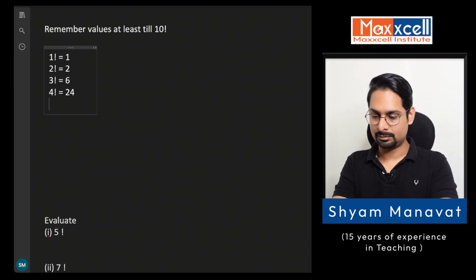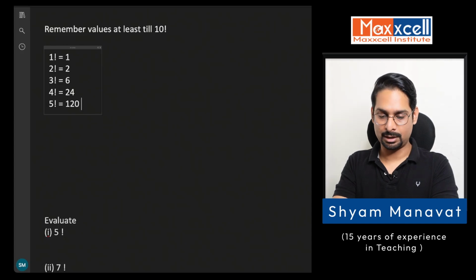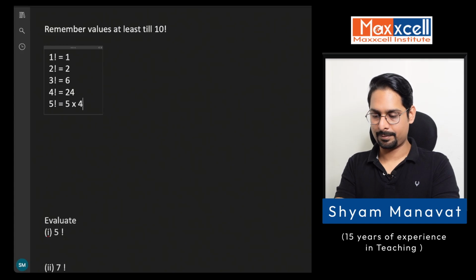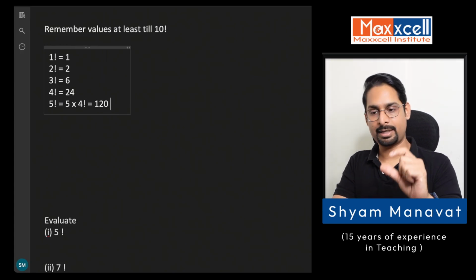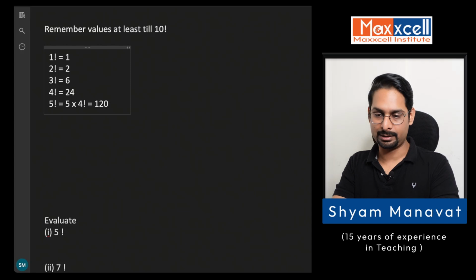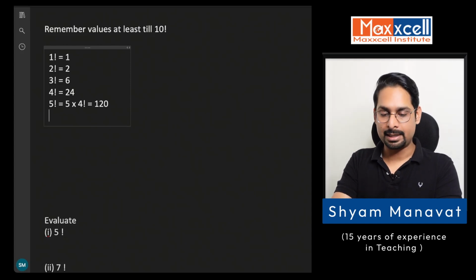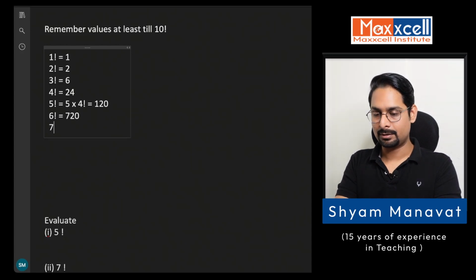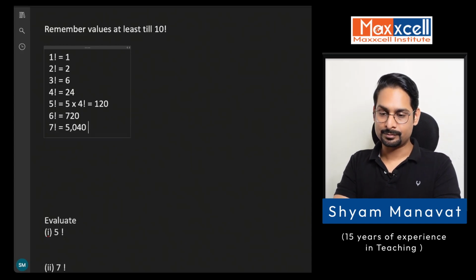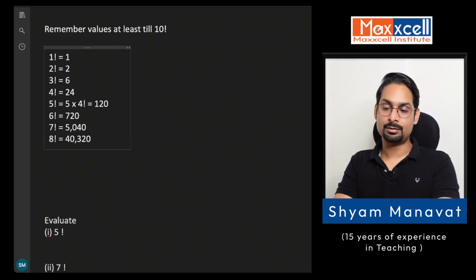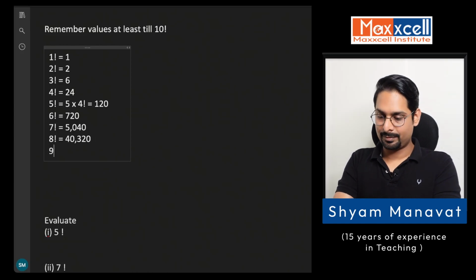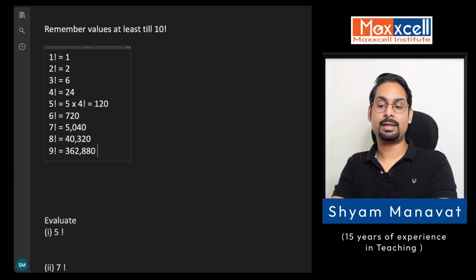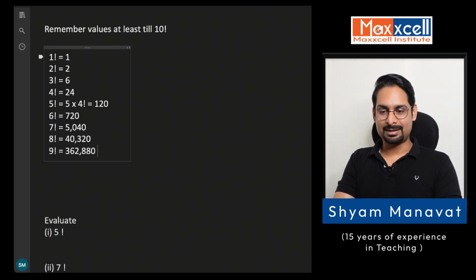Now 5 factorial is 120. I hope you understand this. It's 5 into 4 factorial. Yes. So 5 into 24 is 120. That's how you can remember, understand, learn. 6 factorial is 720. 7 factorial is 5040. 8 factorial is 40320. 9 factorial is 362880. Okay, let's go through these numbers once again.